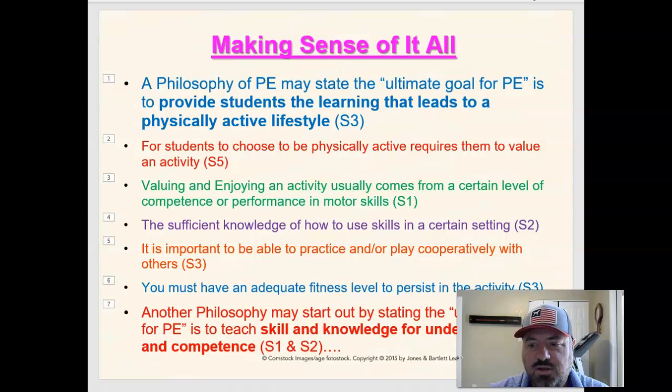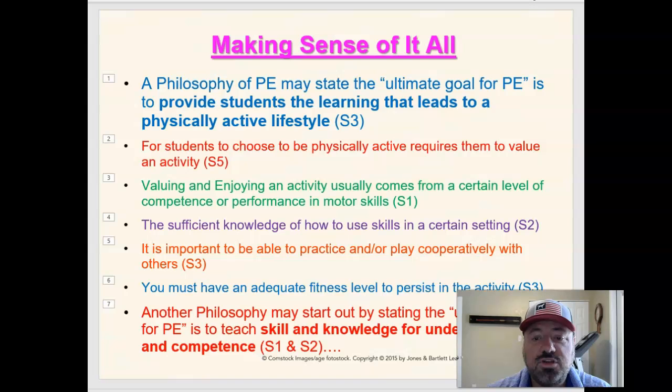So how do we make sense of it all? All right. So I'm going to blend the standards into how I'm explaining a philosophy here. So you'll see S whatever, and that's the NASP standard 1, 2, 3, 4, 5. So a philosophy of PE may state the ultimate goal for physical education is to provide students the learning that leads to a physically active lifestyle to promote health and fitness. That would be tied into standard number 3. That would actually probably be tied into the direction that physical education and health is going currently in schools.